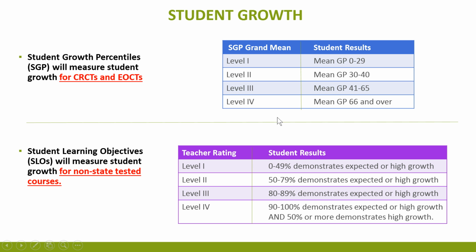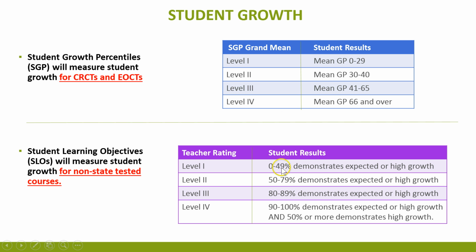For your SLO courses, those are the ones that don't have state mandated tests, so our teachers have created these tests and will be administering the pre-test and post-test this year. Just know that for elementary and middle school, the expected level of performance for SLOs is 35 to 40%. Elementary and middle is using 40, high school is using 35. That's the expected level of performance.